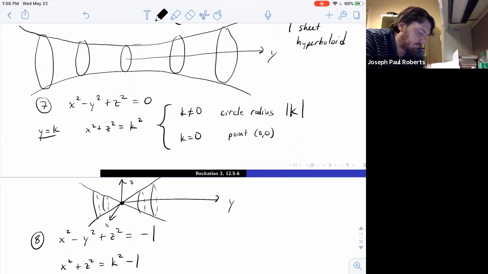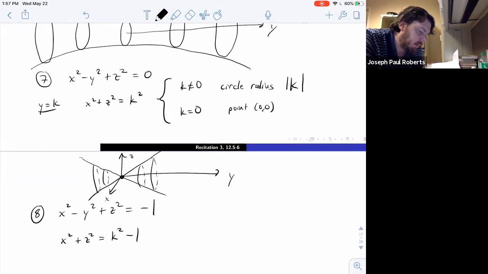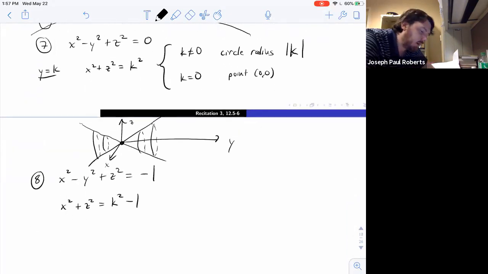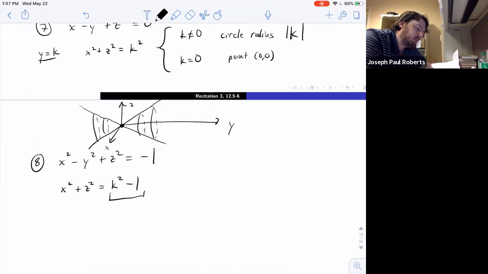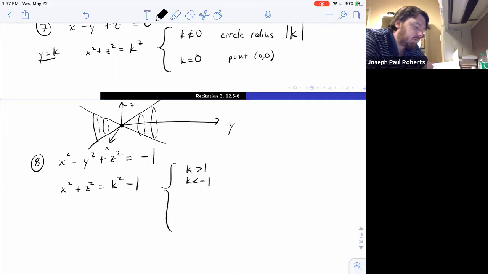Okay, and then last one, I saved the most complicated for last. The k squared minus 1 is the most interesting because sometimes that's positive, sometimes that's 0, sometimes it's negative. So let's think about that. If k is bigger than 1 or less than negative 1, then you get a circle of radius square root of k squared minus 1.